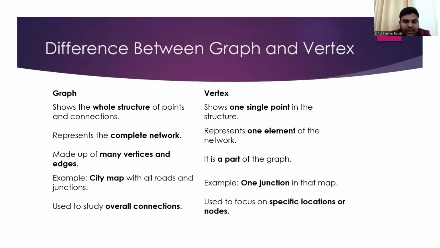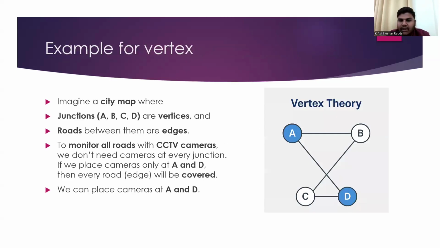Graph is used to understand or study overall connections. Vertex is used to focus on specific locations or nodes. We use vertex to reduce cost. As we discussed for CCTV cameras, instead of placing them everywhere, we can place them at A and D in this slide. In this slide, A and D will reduce cost compared to all.